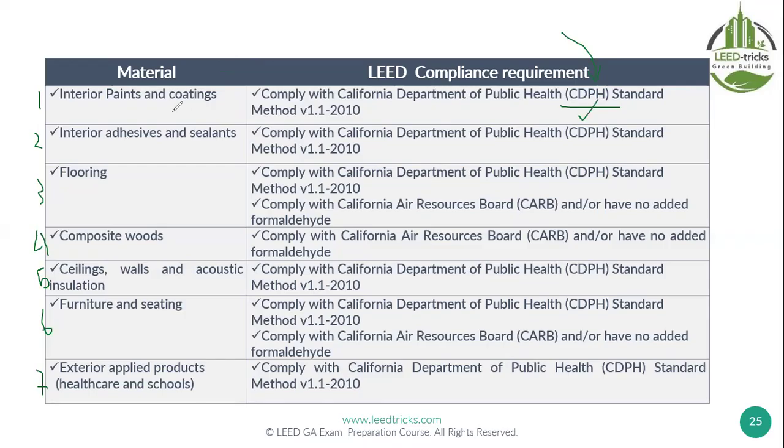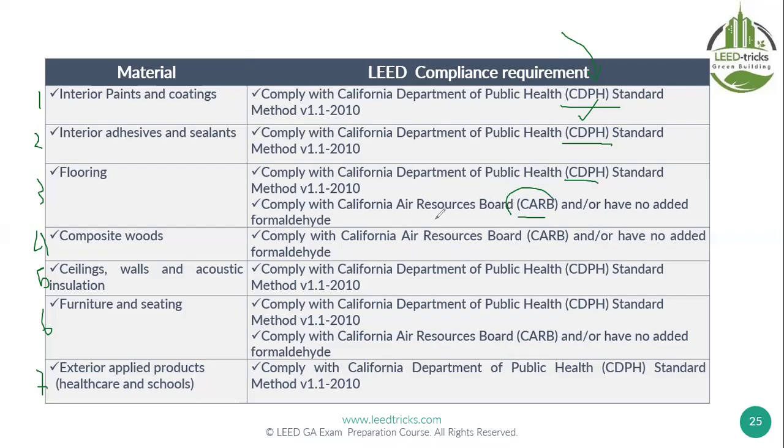And by the way, this is a very silly credit, because it needs every finishing material to be checked, which consumes time, of course. Interior adhesive and sealant, also CDPH. Flooring has two, CDPH or CARB. What is CARB? This is additional. California Air Resources Board.